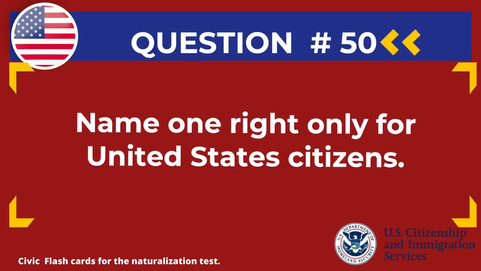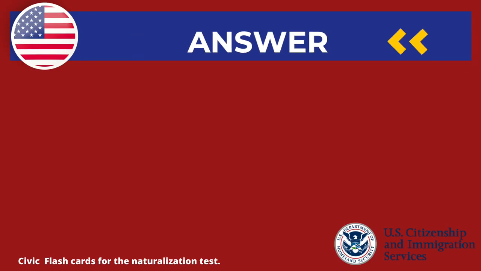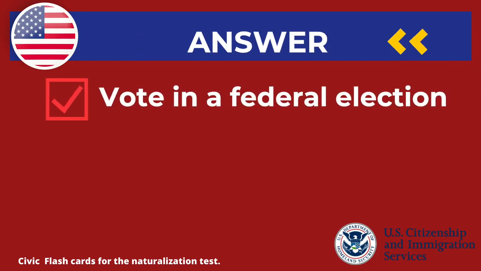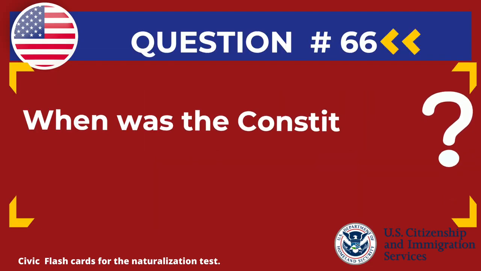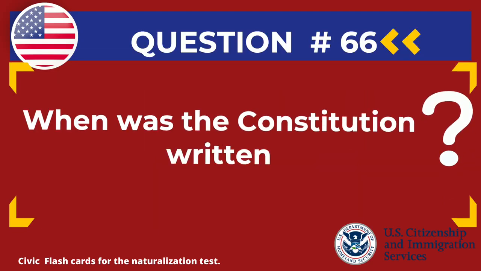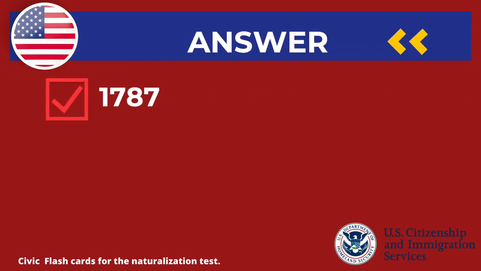Name one right only for United States citizens. Vote in a federal election. Run for federal office. When was the Constitution written? 1787.